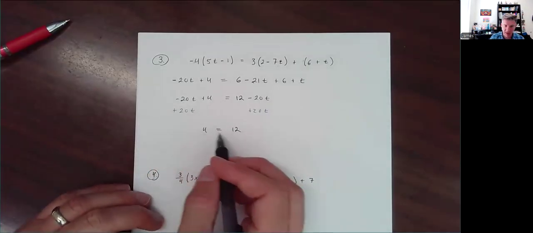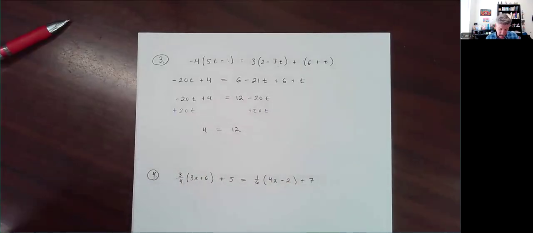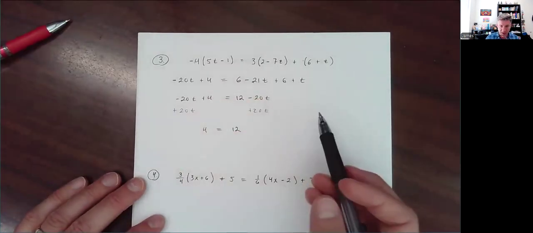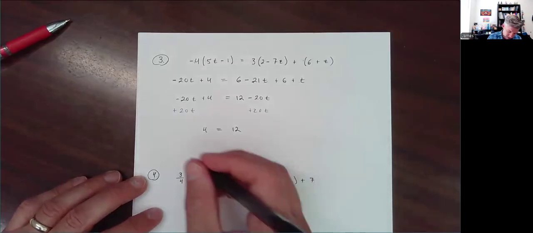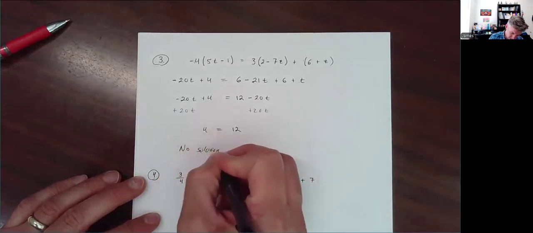So since all the t's, all the variables canceled out or went away, and I'm left with an equation that isn't true, it means that no matter what I would pick for t up here, the equation wouldn't be true. This equation has no solution. No solutions.